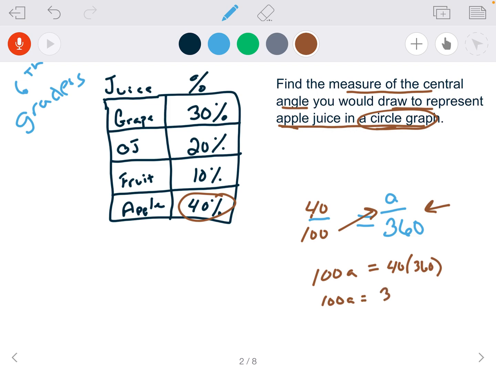So doing the math there, again, remember, you are allowed to use the calculator. 40 times 360 is 14,400. Divide both sides by 100. And then we have A equals 144. Well, that might be an answer. I might actually have given you that answer. So you have to check to see if those numbers are the same, and you got an answer for that one.